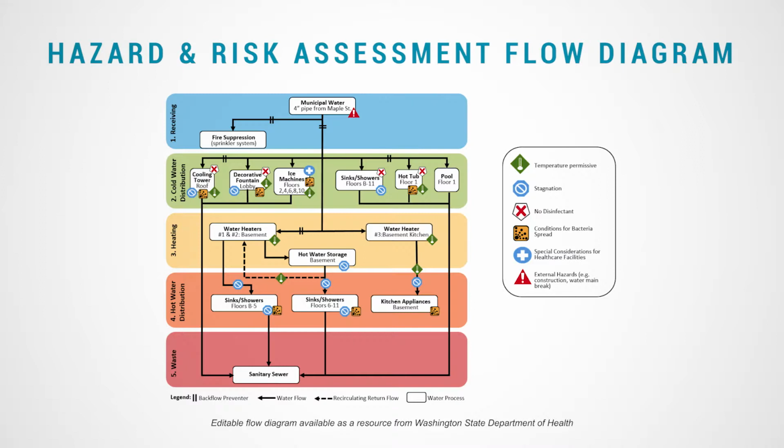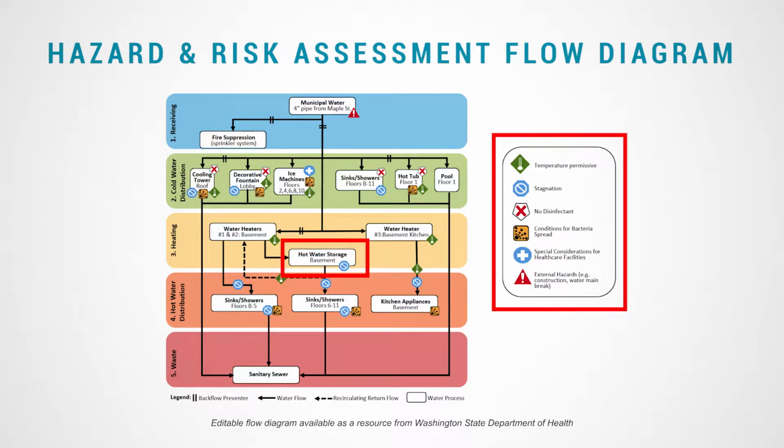An editable hazard and risk assessment flow diagram on the Washington State Department of Health website has icons for each of these situations. You can create your own icons or use the ones provided in the flow diagram. Place an icon at each hazard or risk location. Some locations will have multiple icons.